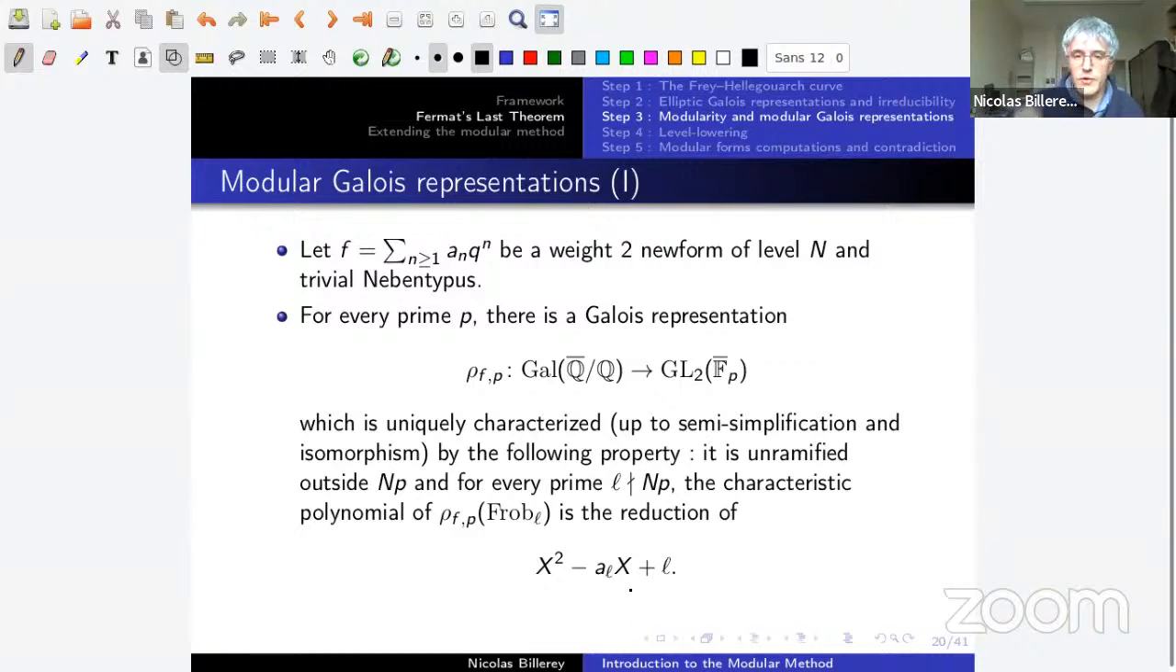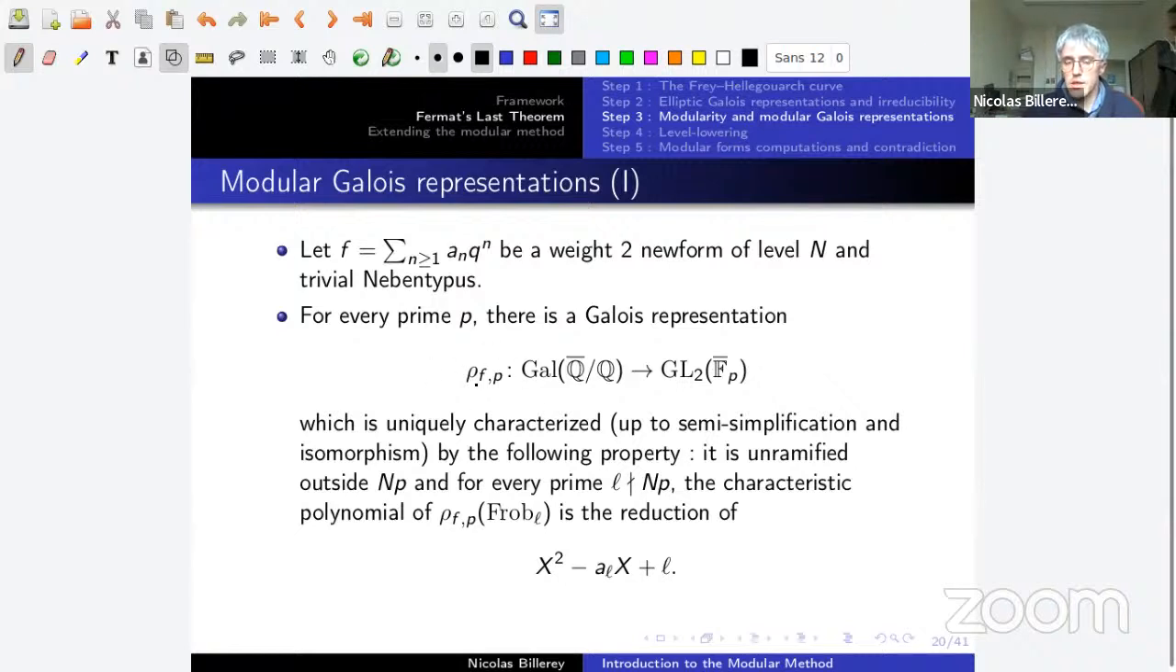So for every prime p, you have a Galois representation. It turns out that this Galois representation is uniquely characterized, up to semisimplification and isomorphism, by the following property. First of all, it's unramified away from the prime p and the level N of the form. And for every prime l which doesn't divide N and p, you can look at the image of the Frobenius at l, and its characteristic polynomial is given by the reduction of the degree two polynomial x squared minus a_l x plus l. And a_l is the l-th coefficient in the q-expansion of f. That construction is due to Eichler and Shimura.